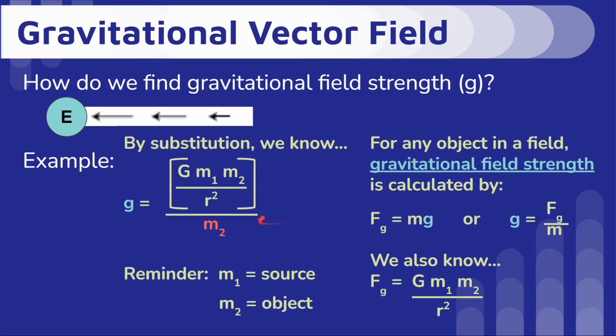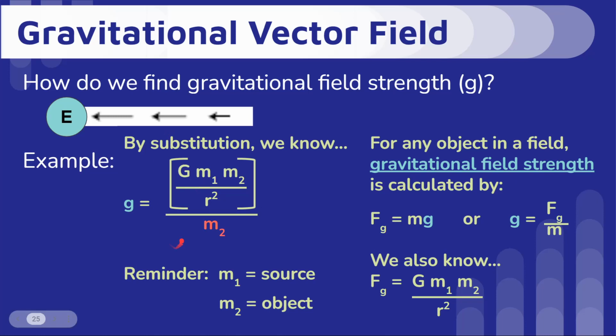So this mass down here is the source mass, or sorry, not source, the object's mass. I said the wrong one. So it's m2 down here. So you do need to make sure you understand that if you're trying to derive this equation on your own later on, which you might want to do if you're trying to solve for gravitational field strength and you don't have Fg, then you're going to do this.